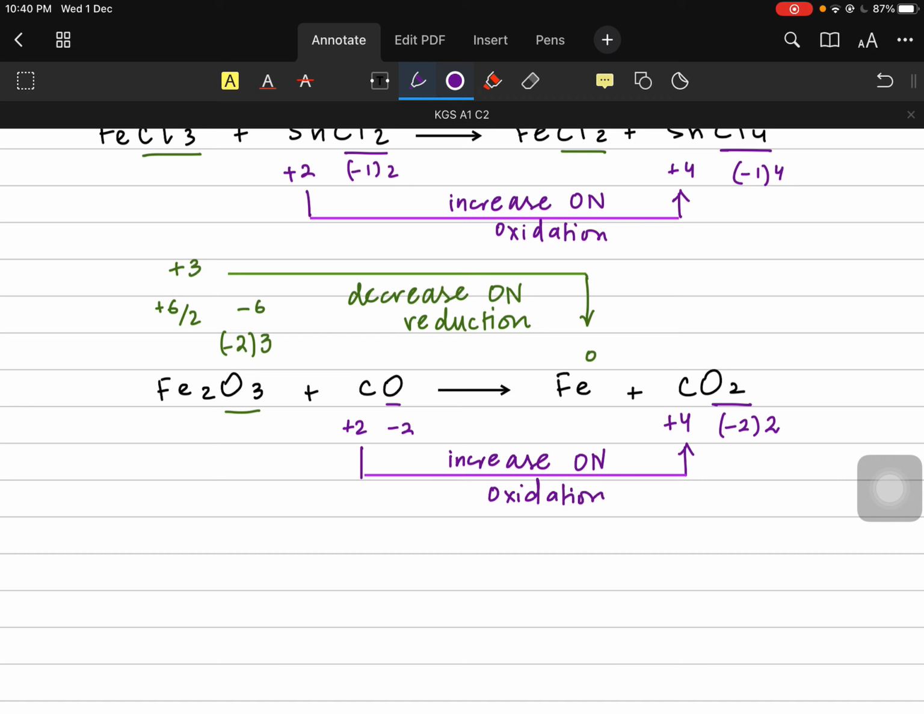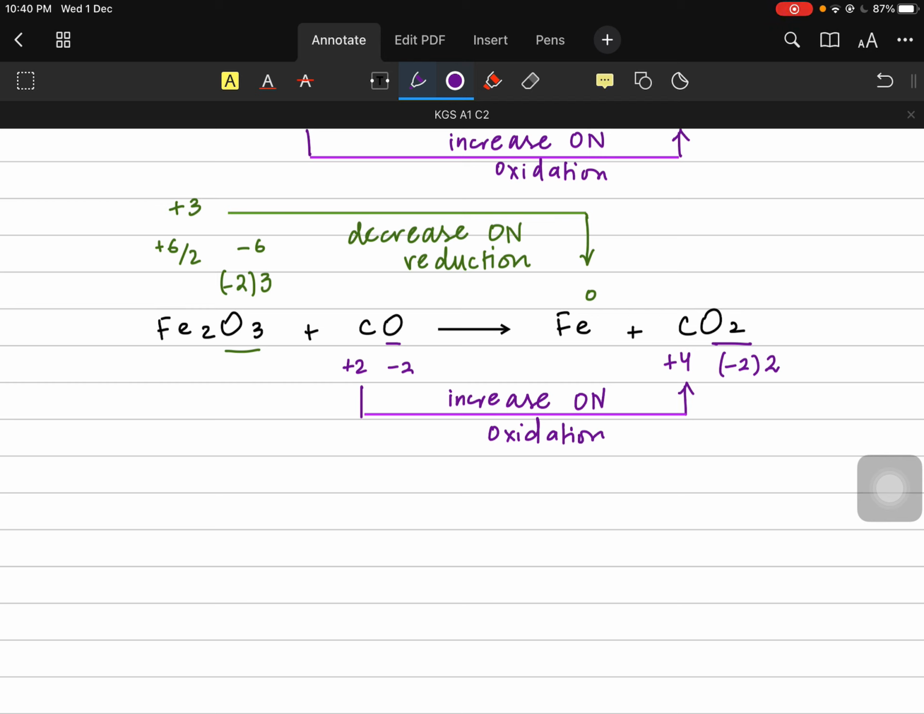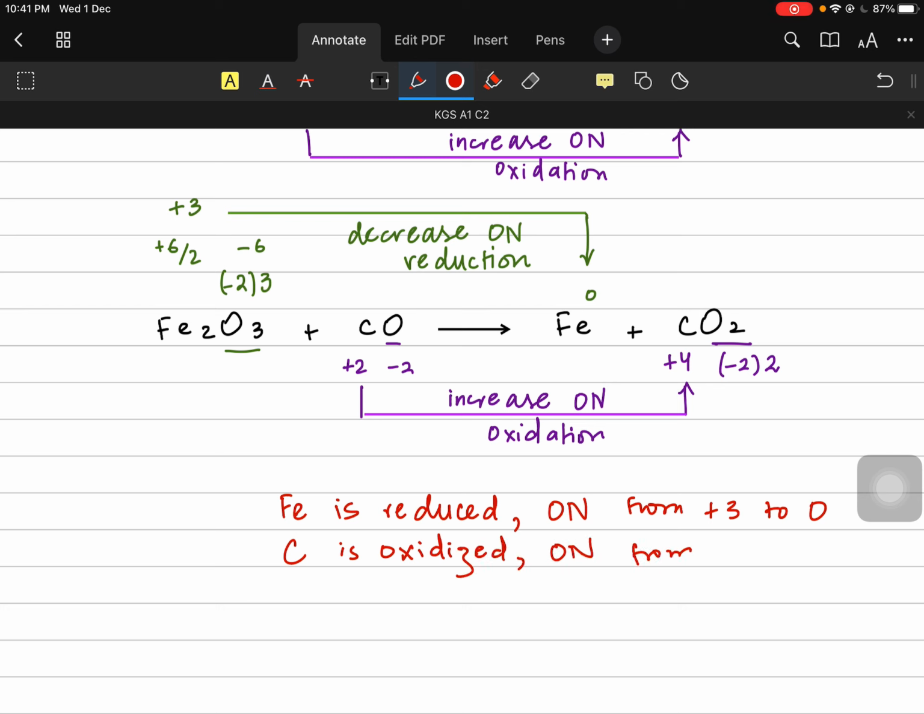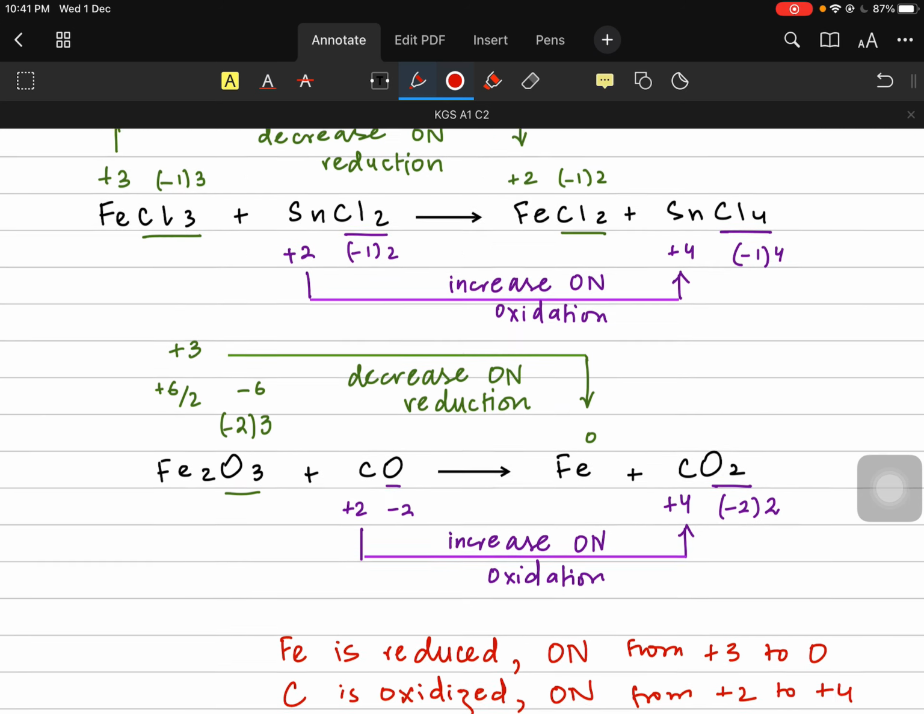And you would already notice that carbon is reacting with the oxygen. Carbon had previously 1 oxygen, now it has a double oxygen, which means that the amount of oxygen is increasing. So we can say that iron is reduced, the oxidation number changes from +3 to 0, and we can say carbon is oxidized because the oxidation number changes from +2 to +4. So it's a decrease in the oxidation number for iron, and it's an increase for the oxidation number of carbon.